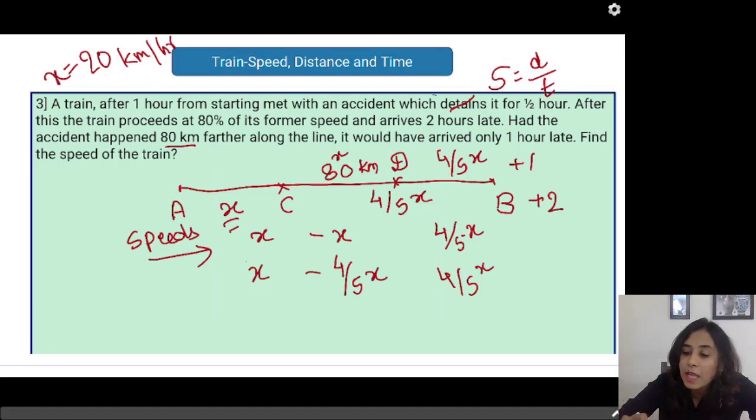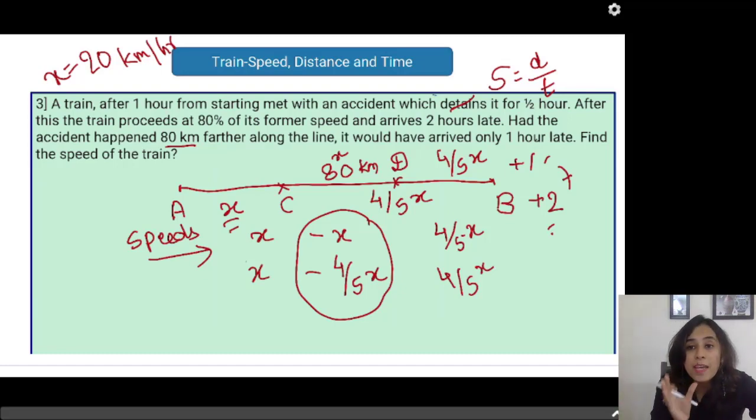So in the first case, the time was plus 2 hours, and in the next case, the time is plus 1 hour. But where is that difference of 1 hour coming from? That difference of 1 hour is coming due to the distance CD. In the first case, the train is traveling that distance at 4/5 of x speed. And in the second case, the same train, if it meets an accident at point D, is traveling with a speed of x till CD. So this is where the difference in time is coming from, because of the difference in the speeds for the distance traveled between C and D. I hope you guys have understood till now.